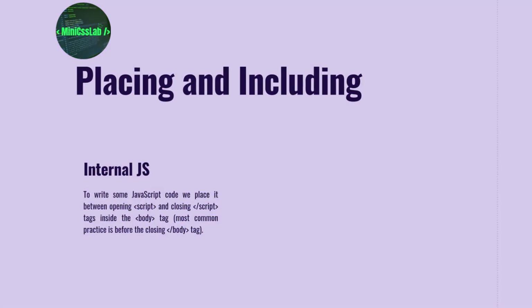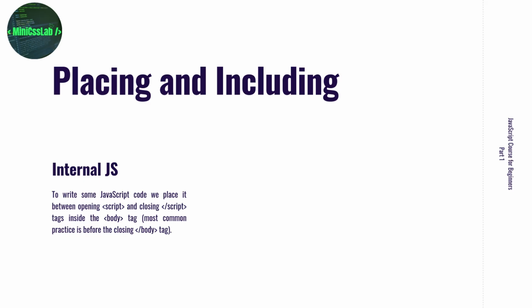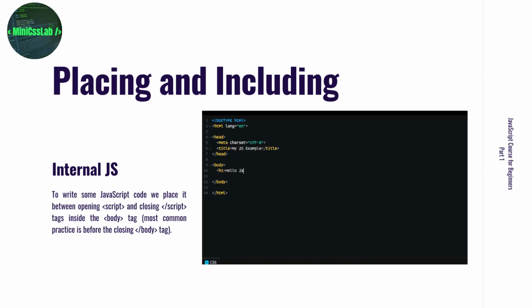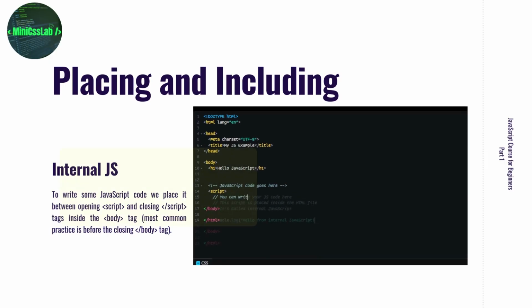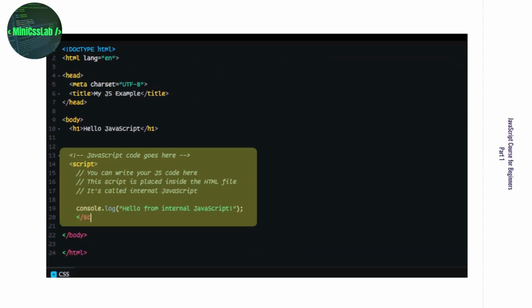Internal versus external JavaScript. Internal JavaScript. If you want to write JavaScript directly inside your HTML file, you can do that using the script tag. The most common place to put it is right before the closing body tag. That way, your HTML content loads first and the script runs after.